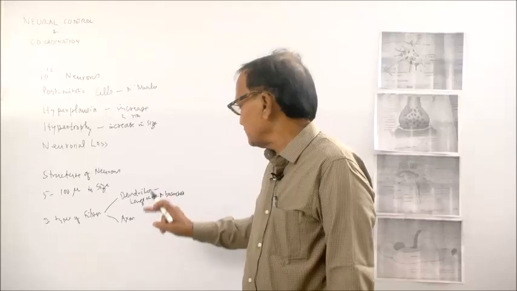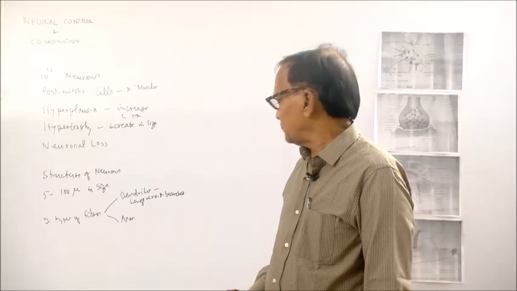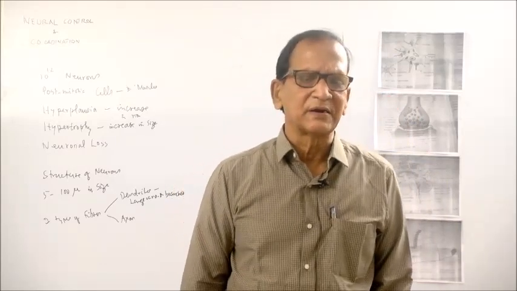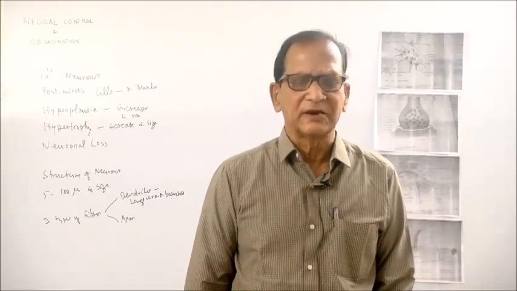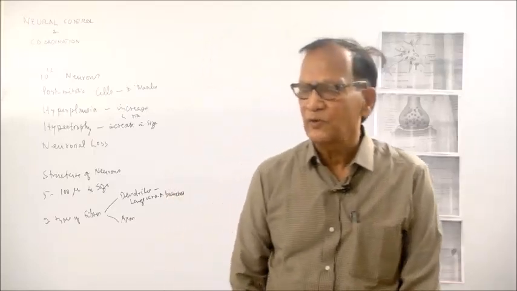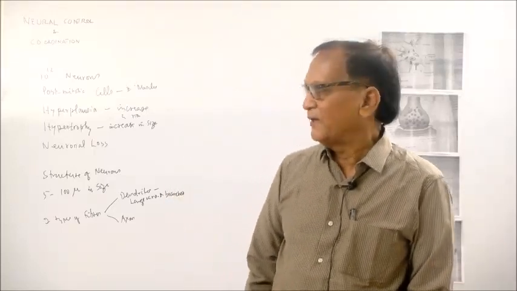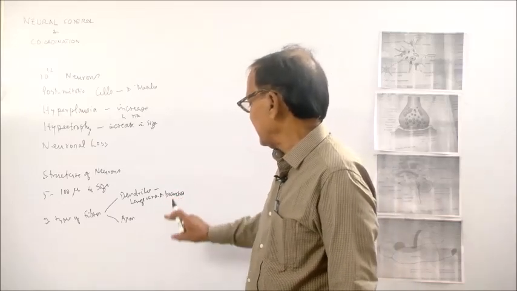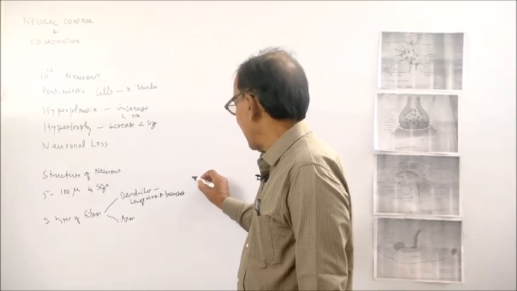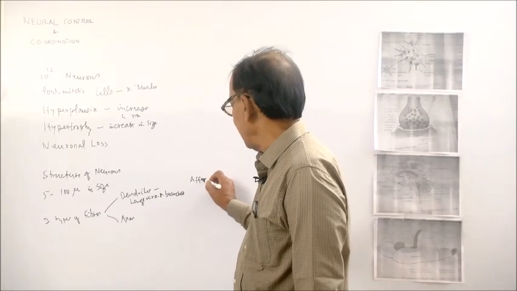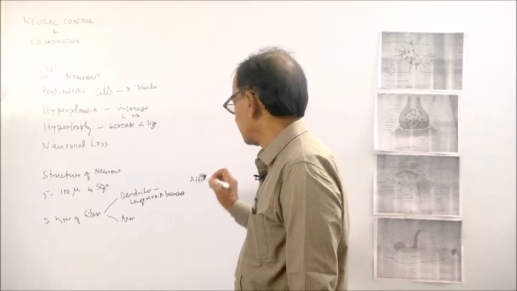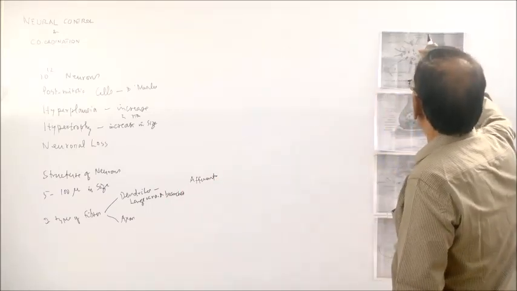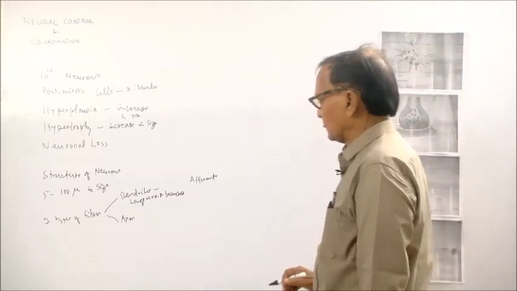Now, what is the function of these dendrites and axons? Their function is to conduct impulses in the form of electrical events. We shall discuss this later. So, they conduct impulses from one neuron to another. Dendrites are called afferent. Afferent means towards. They conduct impulses towards the cell body.